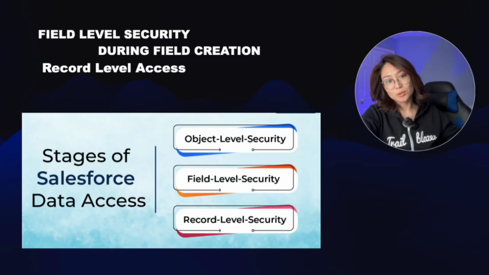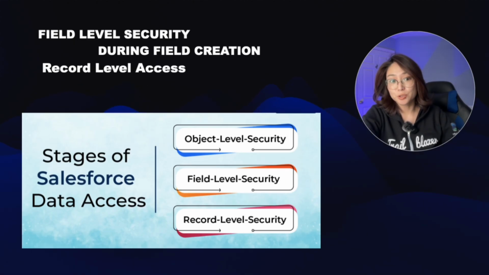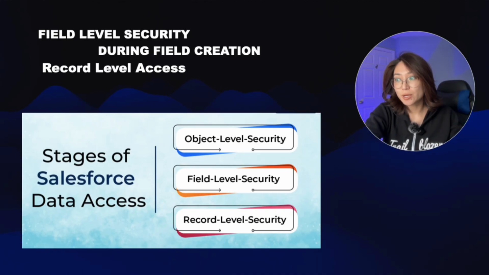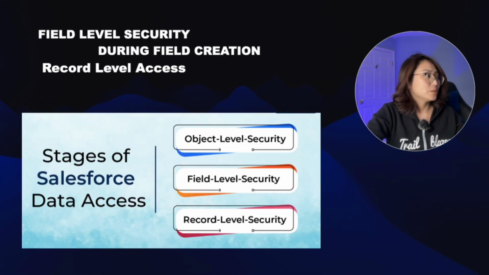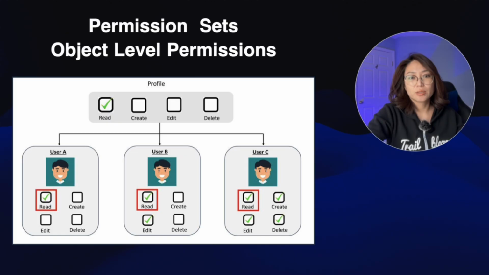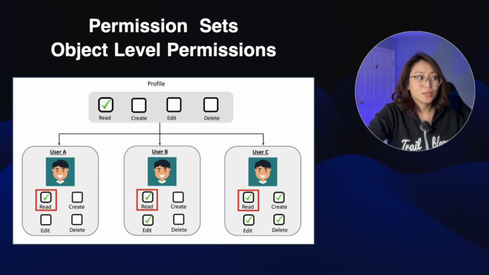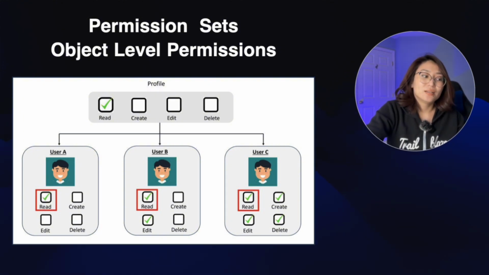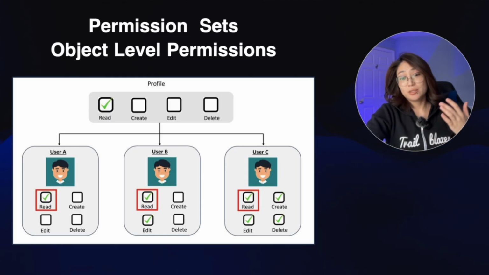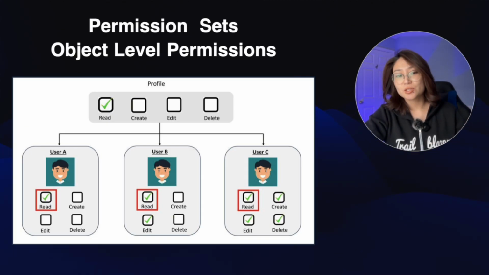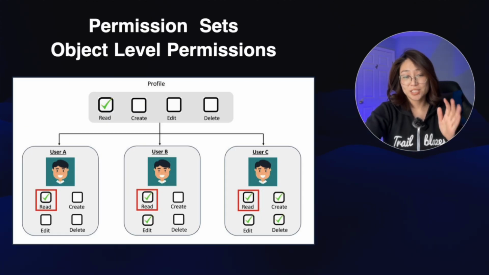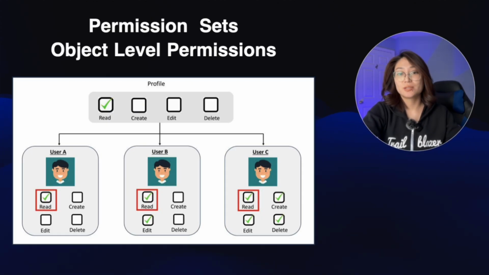And also, let's talk about, of course, object level permissions. This is about what a user can do with an object. Like, can they read it, create it, edit it, or delete it, right? These permissions are defined mainly in profiles and permission sets. So object level permissions answer the question, what actions can I perform on this object?